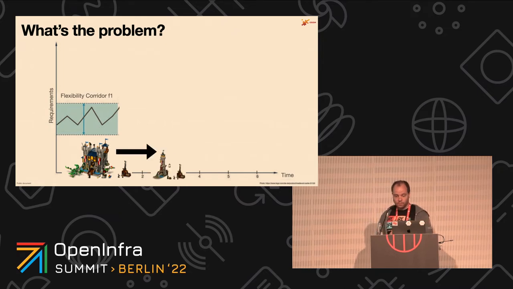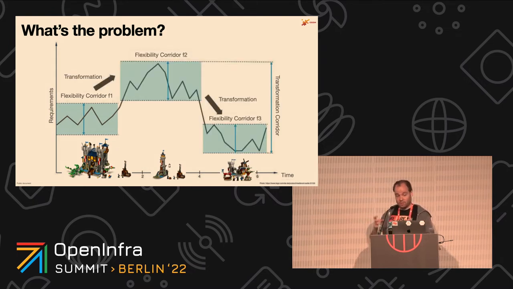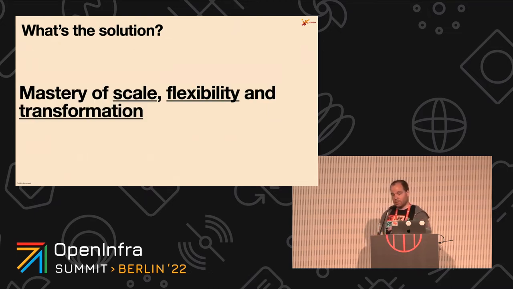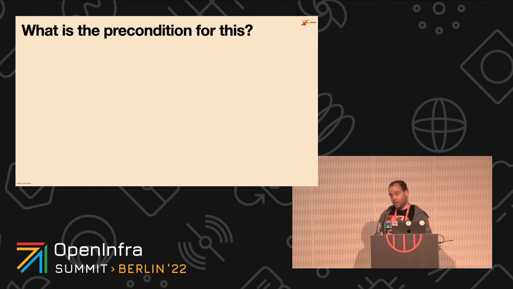But you have a problem when you want to transform the whole environment to something totally different. So you want to rebuild the castle, you have your Lego bricks, and you want to rebuild them, you want to transform them after maybe 3 years, because your base infrastructure layer changed from OpenStack to something else. And this is the problem, that you then have to do this transformation of your existing infrastructure in another time frame with another flexibility corridor, and then you have to change another thing. To be able to enable this, you have to master the scale, the flexibility, and the transformation of the underlying base infrastructure. And so what is required to be able to do this?